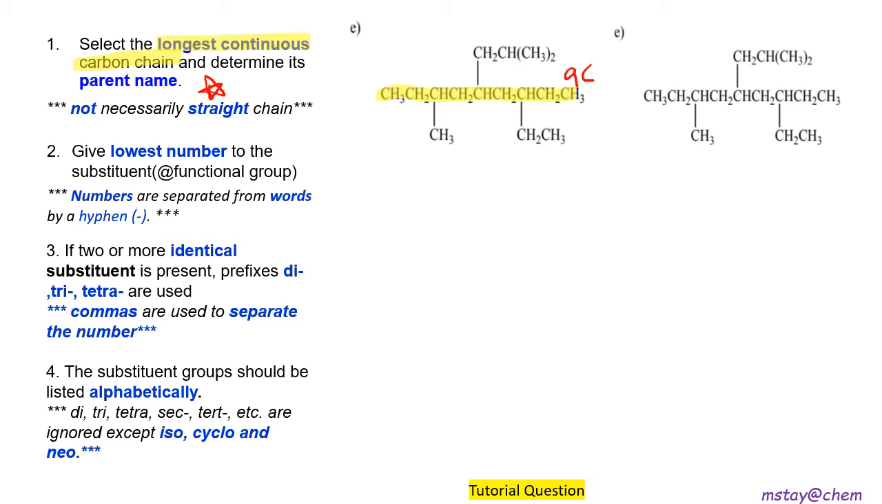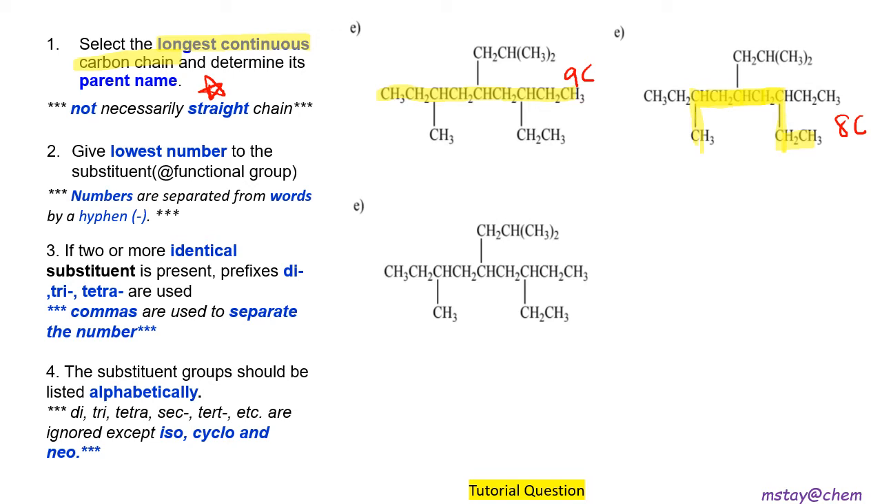So maybe from the bottom here, 1, 2, 3, 4, 5, 6, 7, 8. This one looks like not a straight chain, but from here we know that it consists of 8 carbons. Now maybe we'll think, can we go up here? 1, 2, 3, 4, 5, 6, 7. Because this is CH3 with the bracket of 2, it means that one of them will be the branch and the other will be the substituent. So including that one CH3, all together it is again still the same 8 carbons.